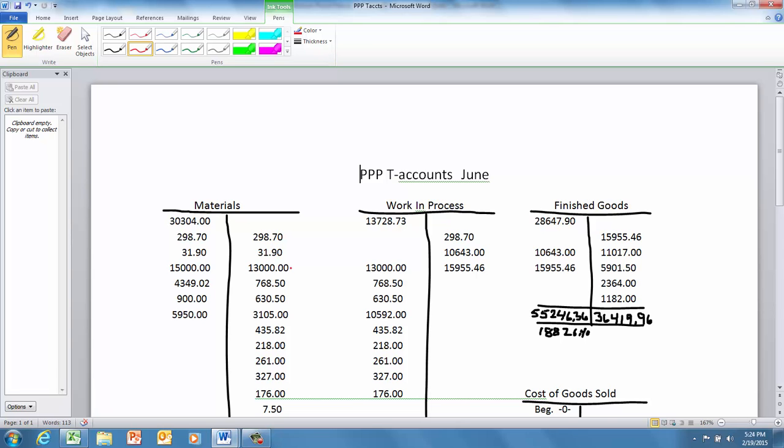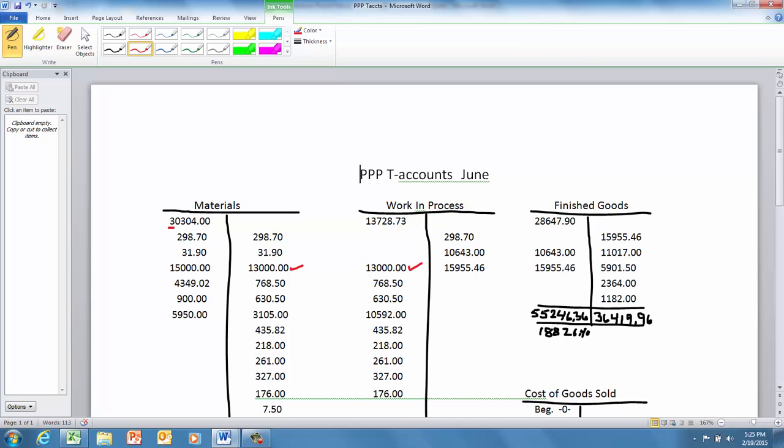and this is your $13,000 here that's coming out of the materials account and going into the work in process account. These are direct materials, of course. If they were indirect materials, they would come out of materials and go into overhead. But direct materials go out of the materials storeroom and go into work in process. Okay, and so you would have put those two there in your T accounts.